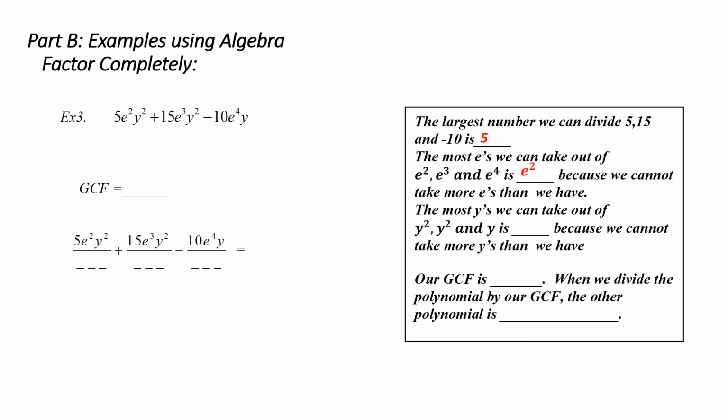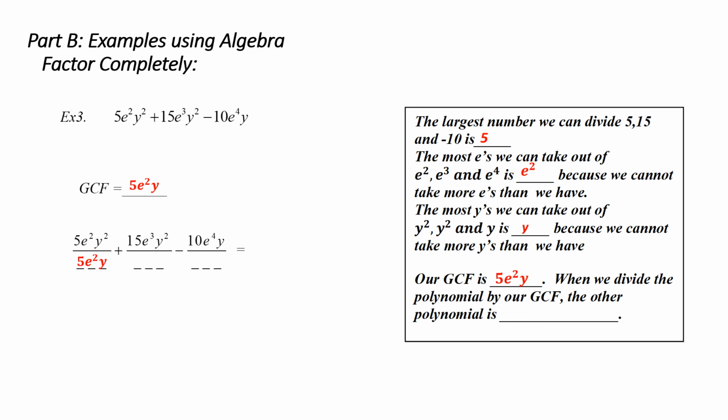Finally, y squared and y. Well, the smallest number of y's is y to the 1. Therefore, that is the biggest thing I can take out. So my greatest common factor is 5e squared y. Now, I need to find my other factor. Well, how do I find my other factor? Well, I am going to divide each of these by 5e squared y.